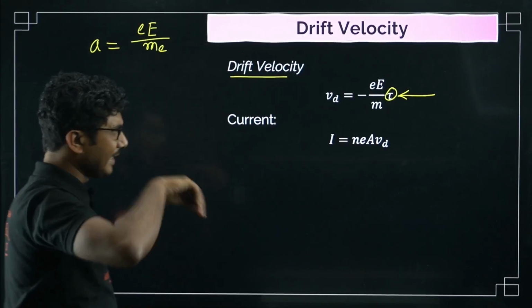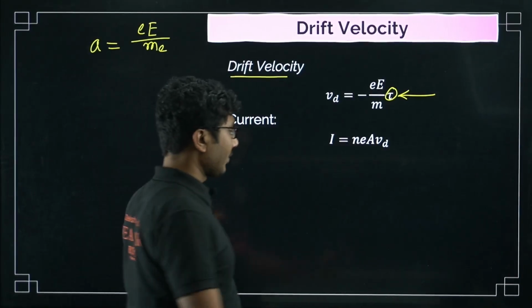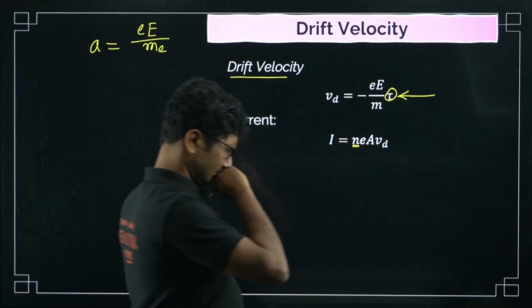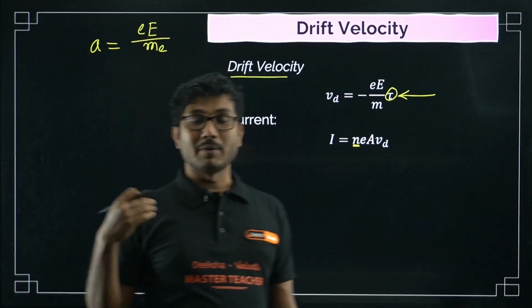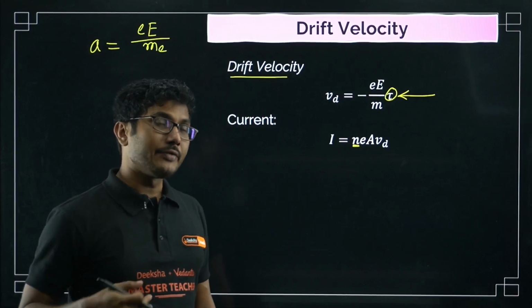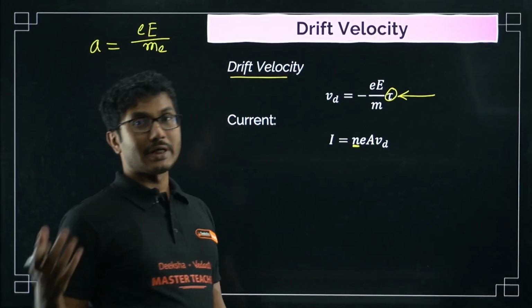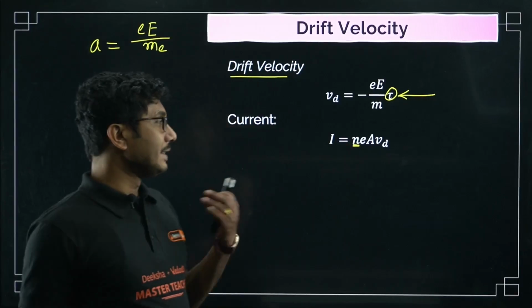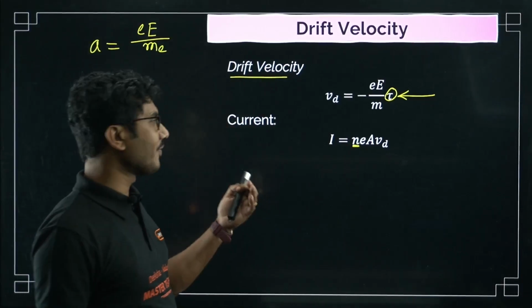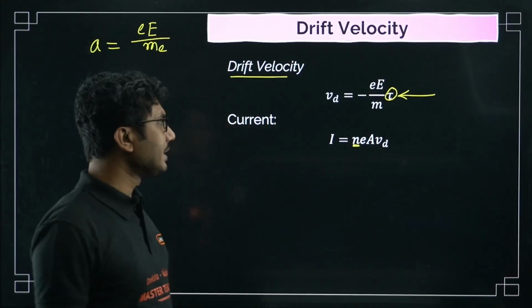I is equal to nAeVd. Here n is basically the number density. n is the number density, that is the number of electrons per unit volume. Number of electrons per unit volume is called number density. e is the charge of an electron, A is area, Vd is drift velocity.